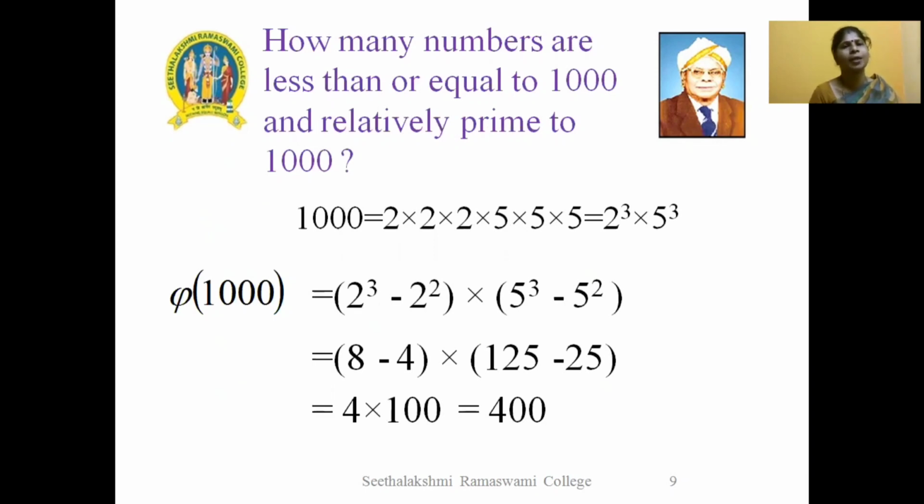How many numbers less than or equal to 1000 are relatively prime to 1000? For this, we have to factorize 1000 into primes. 1000 is equal to 2 power 3 into 5 power 3. Pi of 1000 is equal to (2 power 3 minus 2 power 2) into (5 power 3 minus 5 power 2), which is equal to (8 minus 4) into (125 minus 25), which is equal to 4 into 100, which is equal to 400. 400 numbers are less than or equal to 1000, which are relatively prime to 1000.